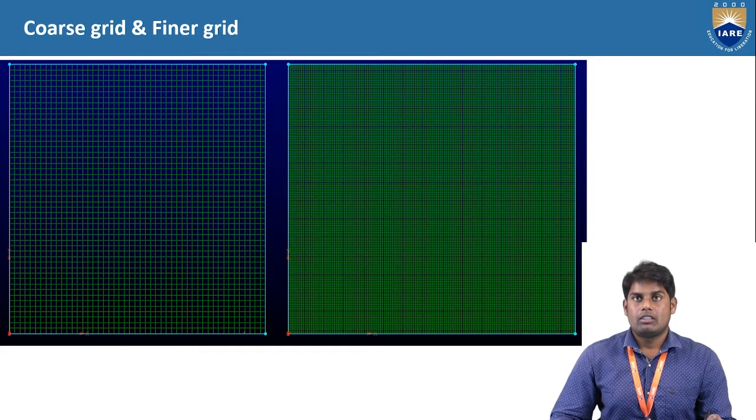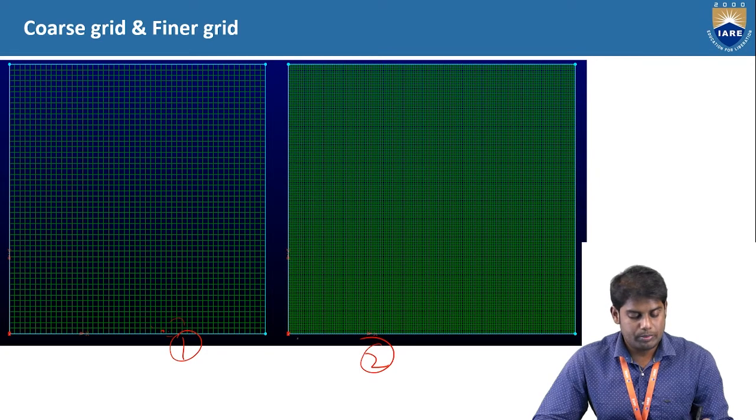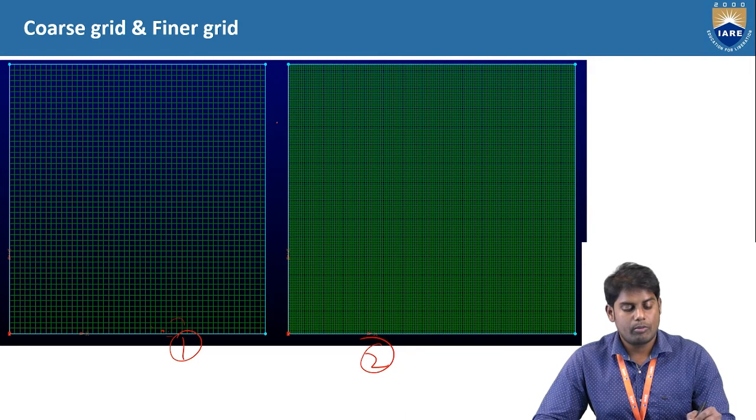Okay, as we discussed in the previous slide, here you can see the difference. This is called a coarse grid, basically a uniform grid or uniform mesh. If you see this figure 1 and let's say this figure 2, the spacing between these two is equal. Here also the spacing between these two grid points is equal, but the number of grid points on the domain boundaries is different.